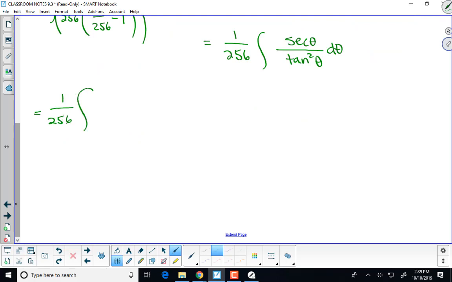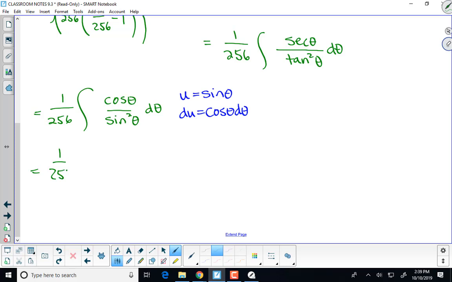Okay, so we have 1/256 integral. These are sines over cosines here, so we're going to get cosines over sines. But one of the secants is going to cancel, so we're going to get cosine over sine squared. Everyone agree with that? Now we're perfect. We can just let u equal sine. So du will be cosine theta d theta. So 1/256 integral of u to the negative 2 du.